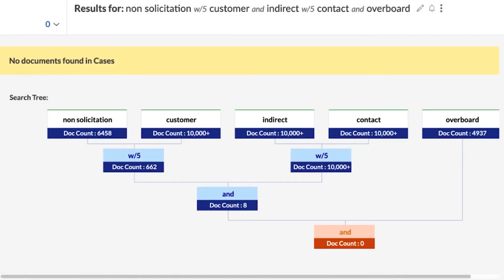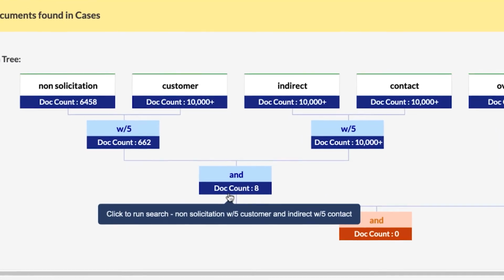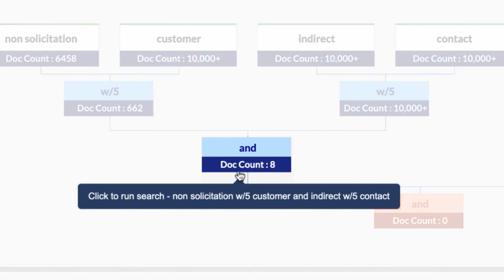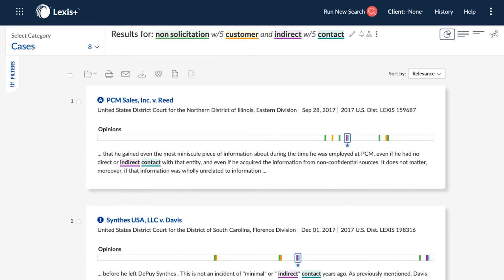Search Tree is interactive, so you can click on any of the nodes to view the search results that represent that node. For example, hover over the box with a doc count of 8. You will see the hover text, "Click to run search, non-solicitation within 5 customer and indirect within 5 contact." Click on this box, and the search representing this box will rerun.